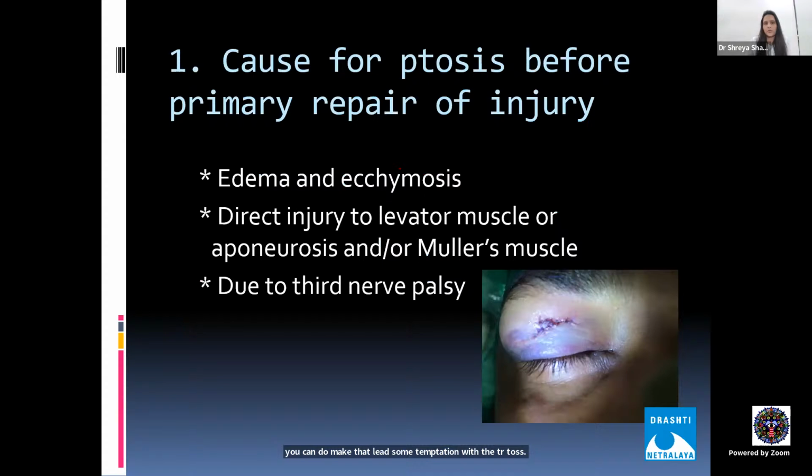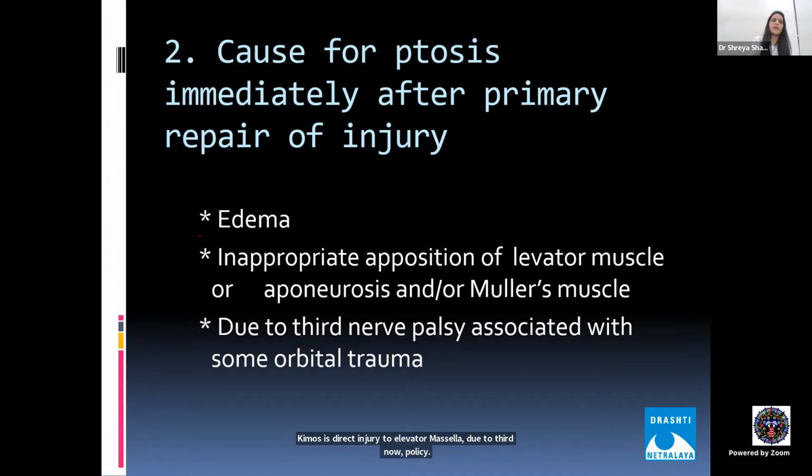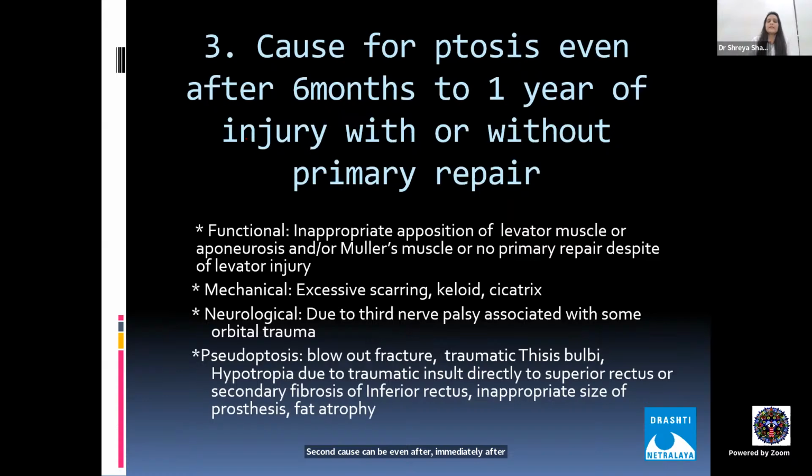Sometimes patients present with ptosis, and how will you evaluate and manage the ptosis? For that you need to know the cause of ptosis. Sometimes the cause can be present even before primary repair, that is because of edema and ecchymosis, direct injury to the levator muscle, or due to third nerve palsy. The second cause can be immediately after repair, that again can be edema, inappropriate opposition of the levator muscle, or third nerve palsy. And there can be a late presentation of ptosis.